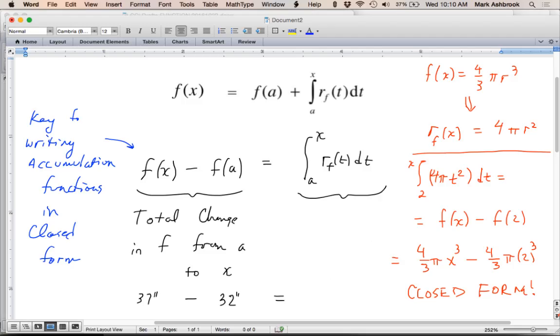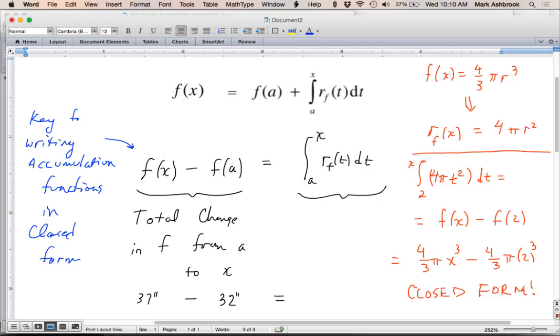Now we know that's equal to what? The amount function evaluated at x minus the amount function evaluated at 2. And we know what that amount function is that has that rate because we evaluated that. So now we can just apply the amount function, f of x minus f of 2. And then we got closed form.